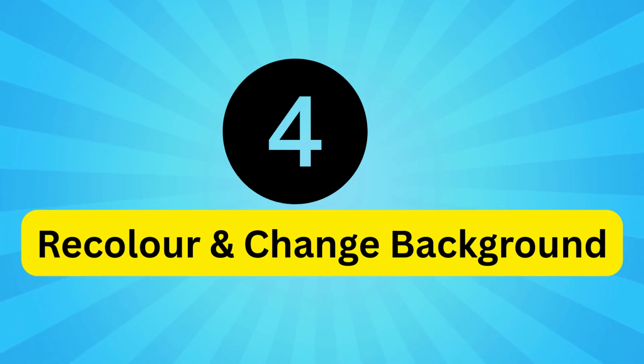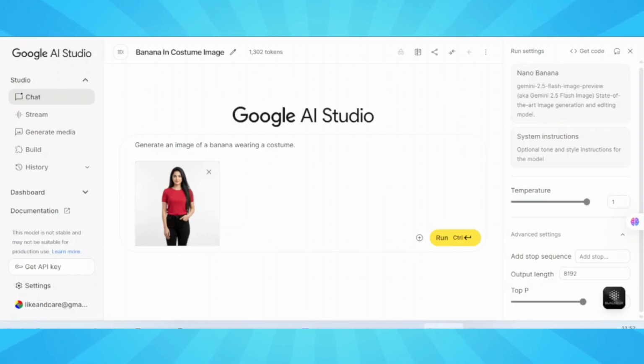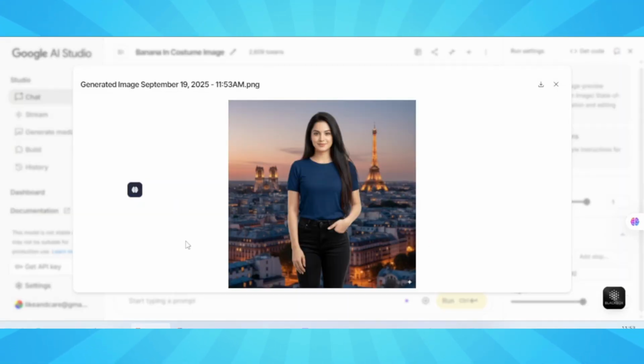Step 4. Recolor and change background. Want to refresh your photo style? Use the prompt, "Change the shirt to deep blue and set the background to Paris at dusk." In just seconds, your photo will be transformed with new colors and a stunning background. You can test endless combinations until you find the perfect look.